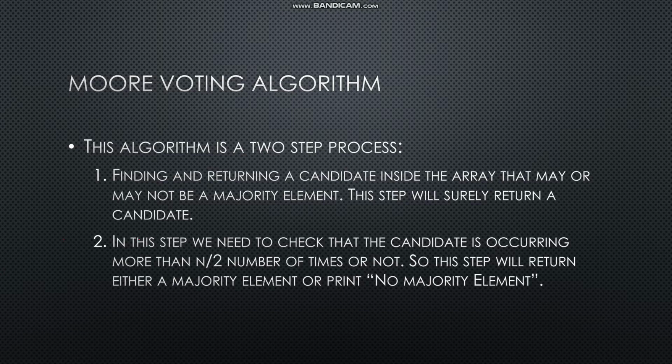So what is the Moore voting algorithm? This algorithm is a two-step process. The first one is finding and returning a candidate inside the array that may or may not be a majority element. So this will surely return a candidate. In the second step, we will check whether the candidate is occurring more than n by 2 number of times or not. If it is, then we'll print the majority element, or otherwise we'll print no majority element.